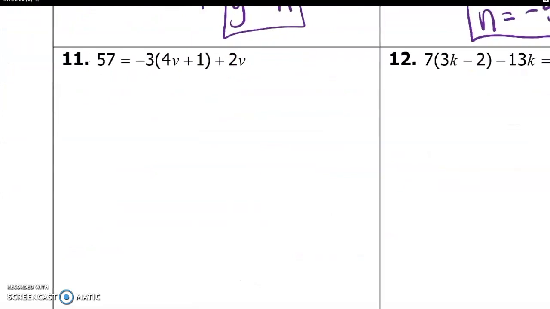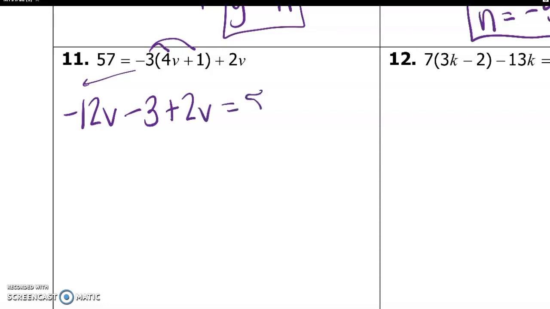Number 11. When I distribute this negative 3, I'm going to move it over to the left-hand side. So I would have negative 12v, negative 3 times 4 is negative 12, and then minus 3. Negative 3 times 1 is negative 3, so put a minus sign. Don't forget the plus 2v equals 57. So I just like to have my variables on the left, so I always rewrite it so my variables are over there.